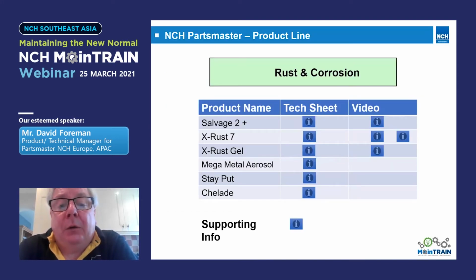What I'm going to cover now is two of our products which are designed for rust removal. Okay, so these are designed to remove rust, after which you would have to coat them with another product to protect them from further corrosion. So the first one is Xrust 7, and what I'm going to do is play the demo video first of all.